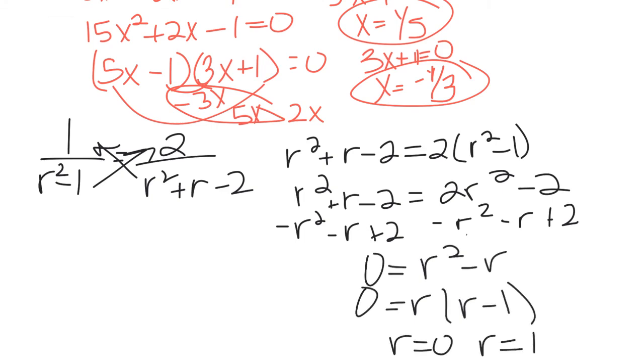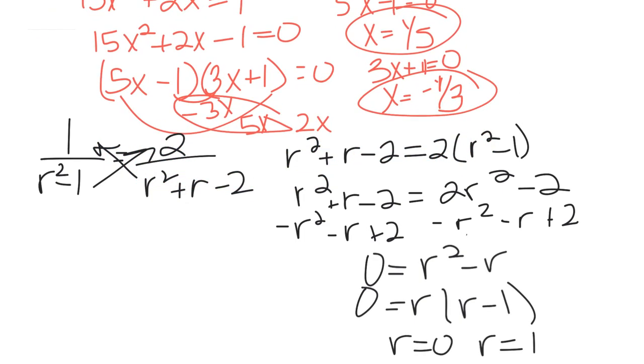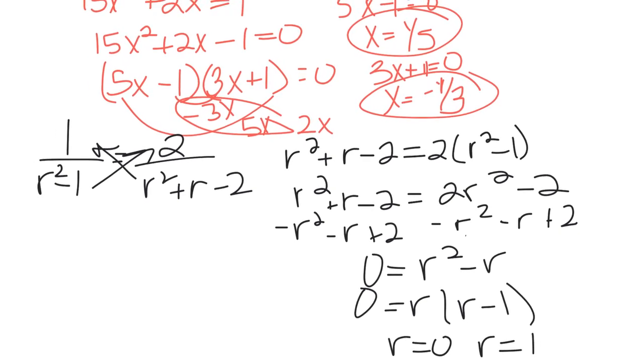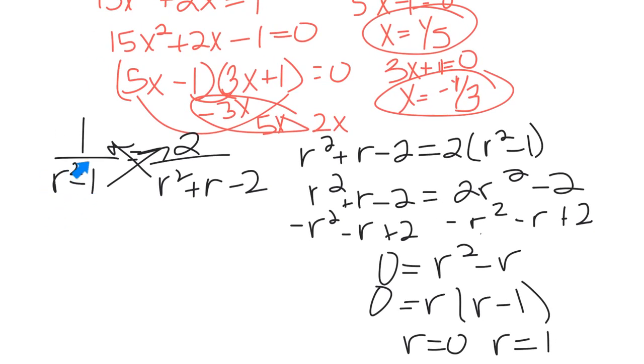And if we look back at our original problem, if we plug in a 1, that's extraneous right here. A 1 will make this 0. So 1's extraneous. And I plug in 0, it doesn't make them 0. So my answer is r equals 0.